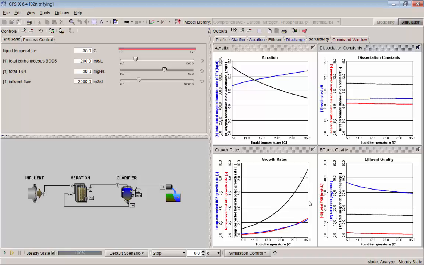So as I illustrated here with the sensitivity analysis, there's a lot of moving parts. A lot of things are affected by temperature to greater or lesser degrees, but we can see that they do have an effect on the overall performance. And that is all tied together to give us an overall effect of temperature on activated sludge.